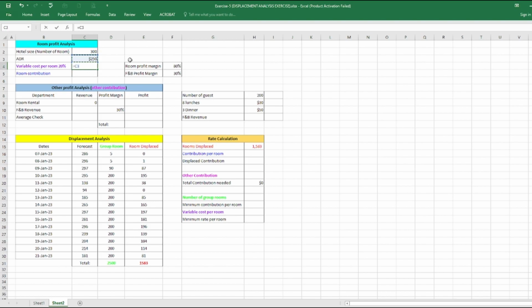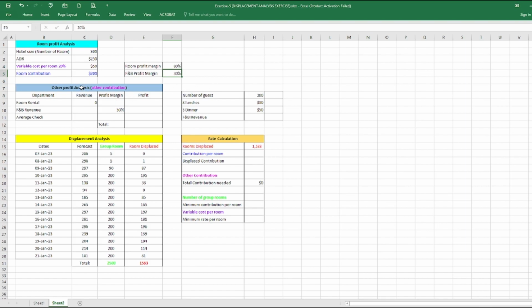So ADR is 250 multiplied by 0.20, which is 20%. So our room cost is $50 per room. So our room profit, we take the 250 minus $50. So our room contribution profit is $200 per room. If you see here, the room profit margin is 80% and F&B profit margin is 30%.